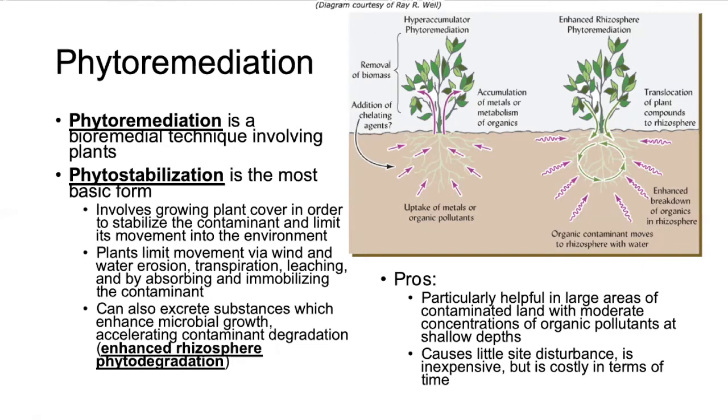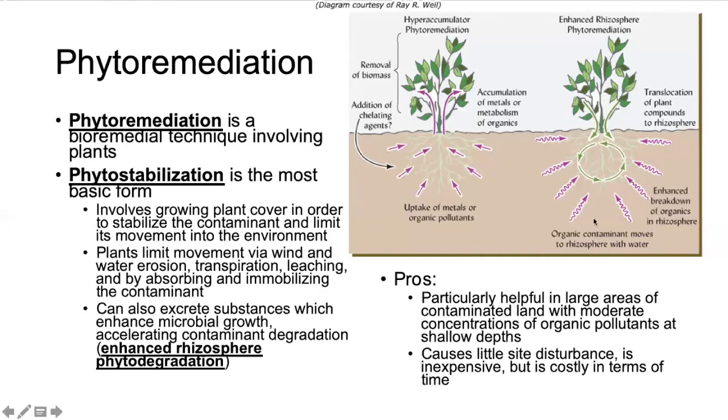Now, the positive aspects to this are that it's particularly helpful if the area which is contaminated is broad in area, with only moderate concentrations of organic pollutants at shallow depths. That's important because the root systems are usually only contained in the O horizon, the very top of the soil profile. So not all plants can reach down to lower horizons to pull out contaminant if that was needed. This also causes little site disturbance and is inexpensive, but it does take a lot of time. So it's not a quick fix by any means.